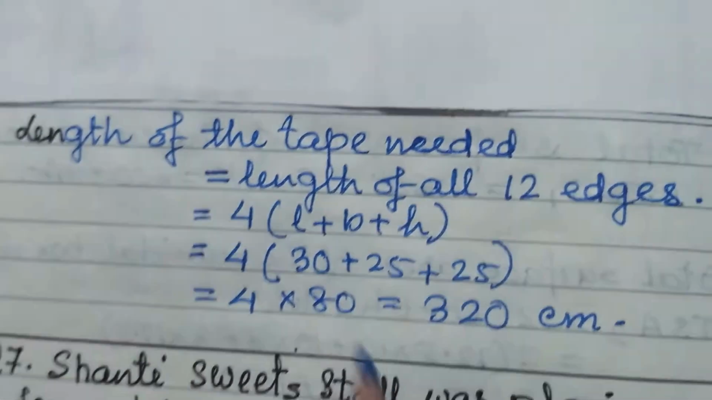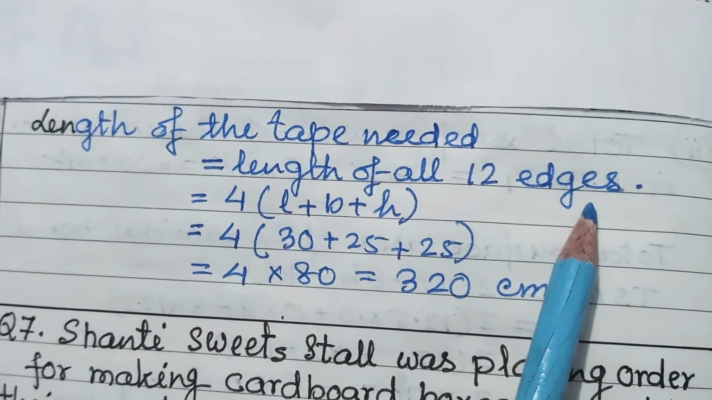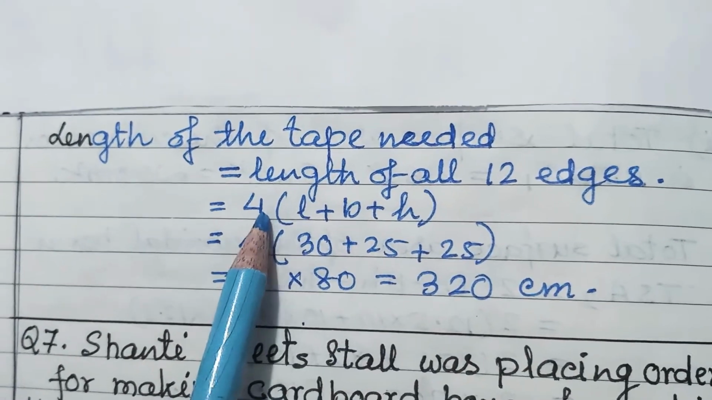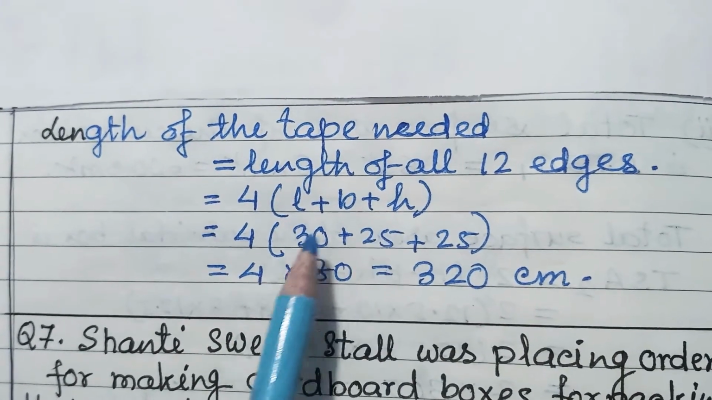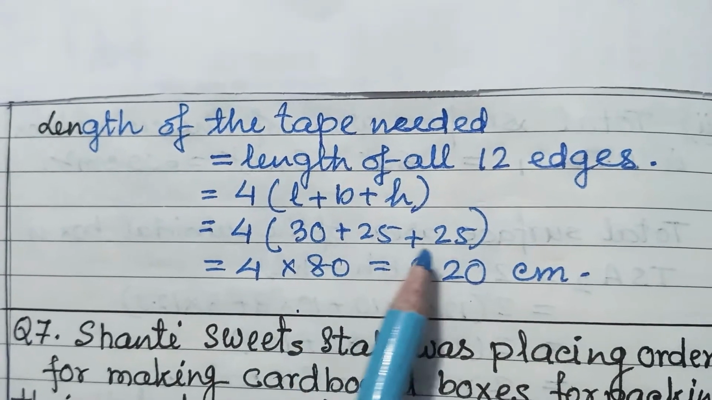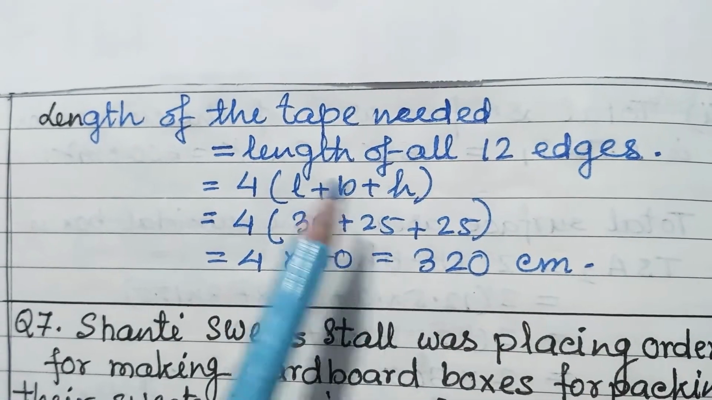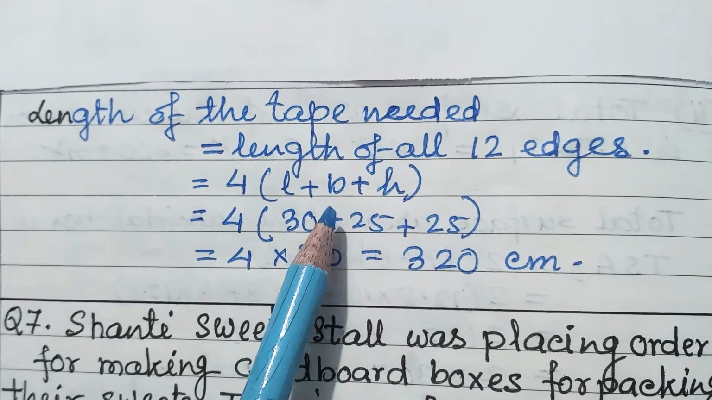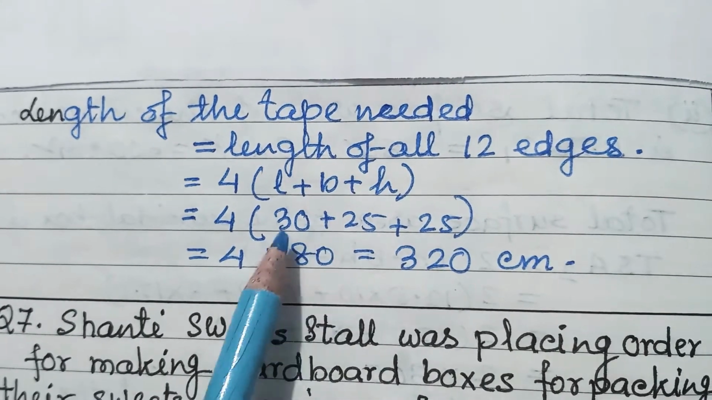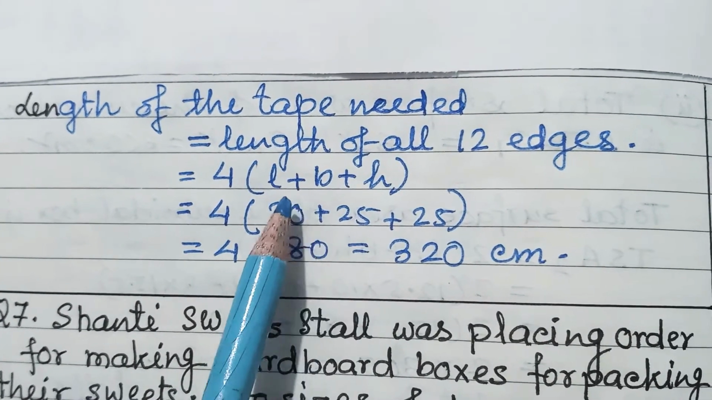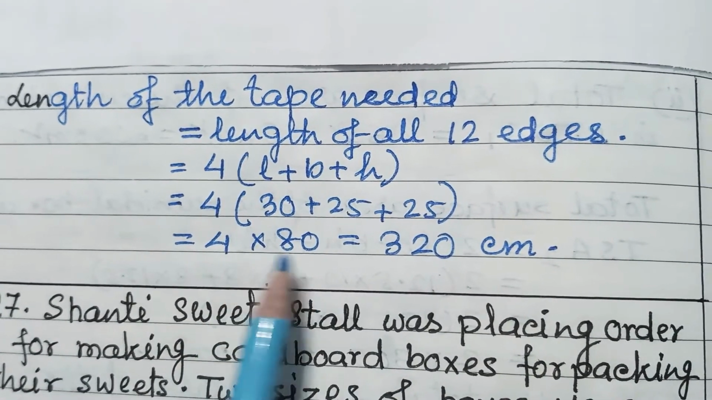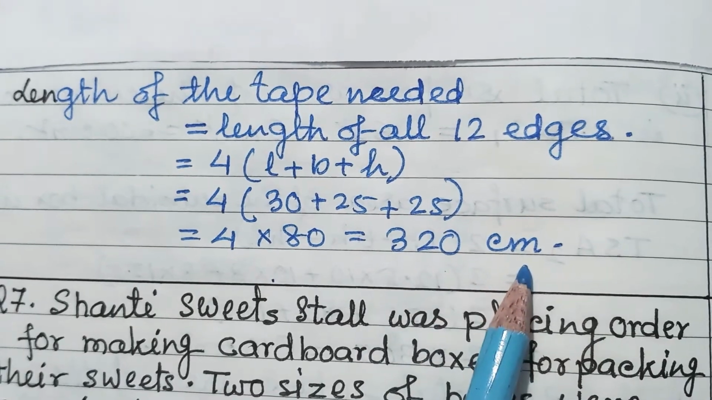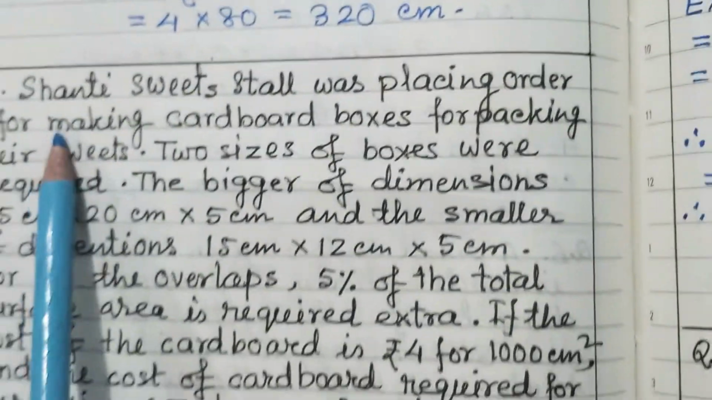Okay, next question is, how much tape is needed? For that, the second part is the length of the tape needed, which is the length of the 4 edges. Now 4 times length plus breadth plus height, because the top has 2 lengths and 2 breadths, and the down floor too. In this way it is 4 times length plus breadth plus height. So it is 320 centimeter. Okay. Next question number 7.